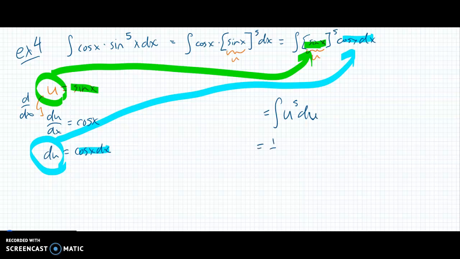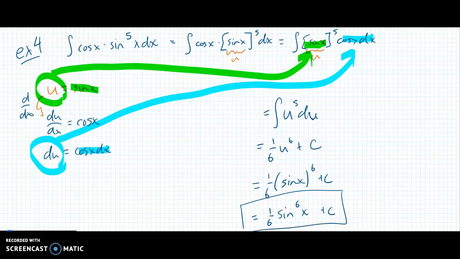du, so I get 1 over 6 u to the 6th plus a constant, and then that gives me 1 over 6, open parentheses, what's u? Sine x, close, to the 6th plus c. And then we should probably rewrite it in the form that it was given to us with this power notation. So it's 1/6 sine to the 6th of x plus c.